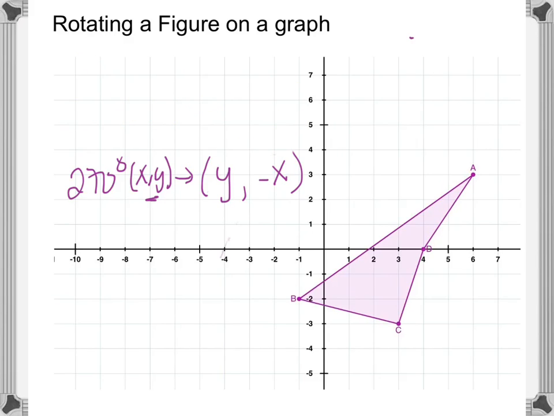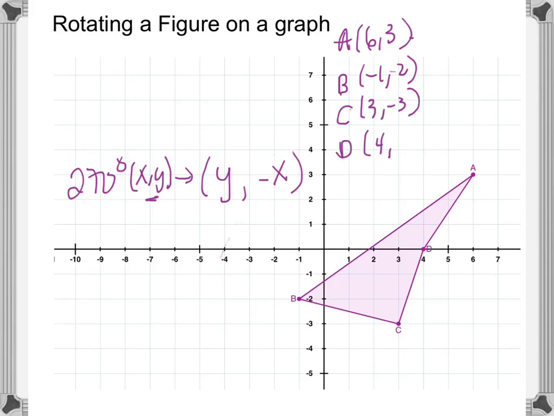So here's my 270. So let's write, so we know A, let's just write these down real quick. Oops, C and D. So A is at 6, 3. B is at -1, -2. C is at 3, -3. And D is at 4, 0.